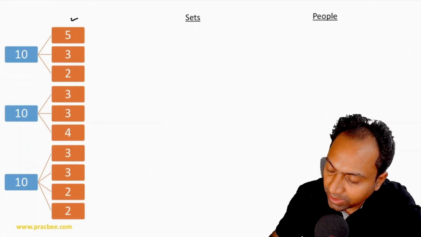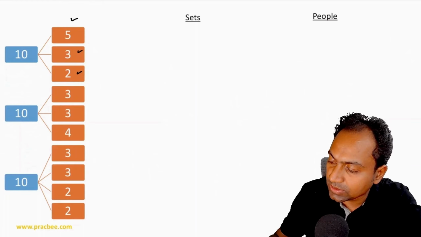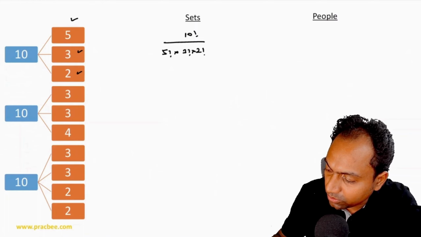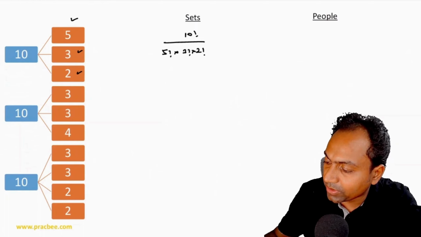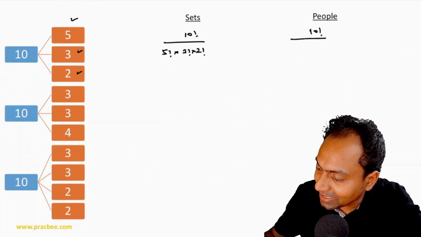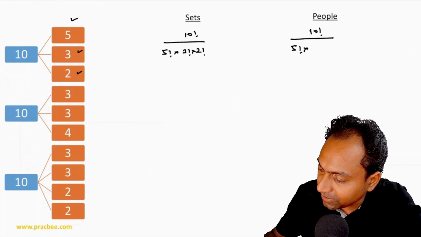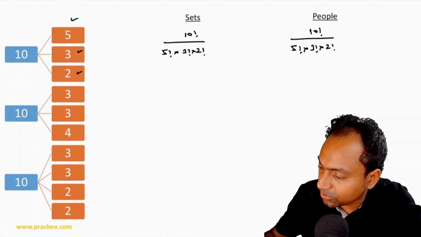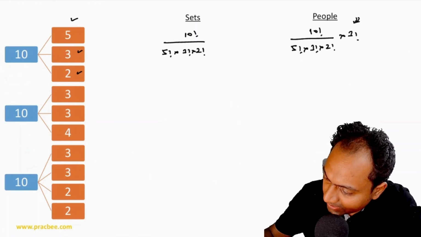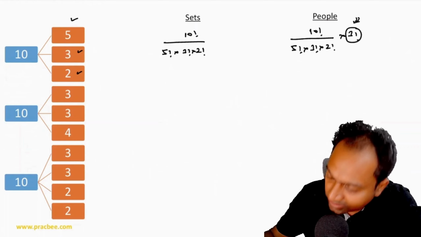into 5, 3 and 2 groups, we can do this by 10 factorial by 5 factorial into 3 factorial into 2 factorial. And now if we want to give these groups to 3 different people, then the answer is going to be nothing but 10 factorial by 5 factorial into 3 factorial into 2 factorial into 3 factorial. So only this 3 factorial is coming as extra, remaining all the things are same.